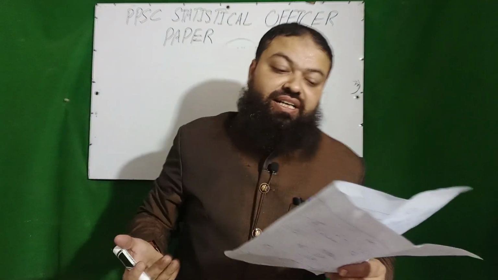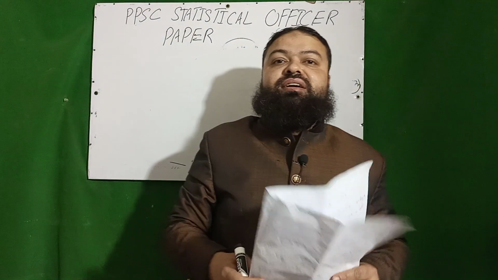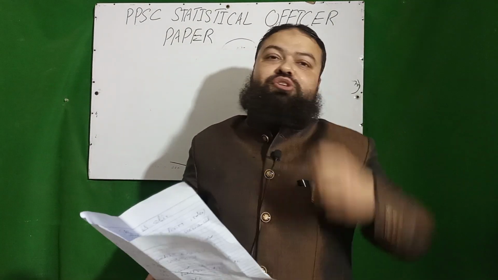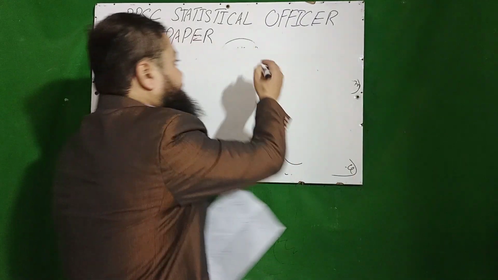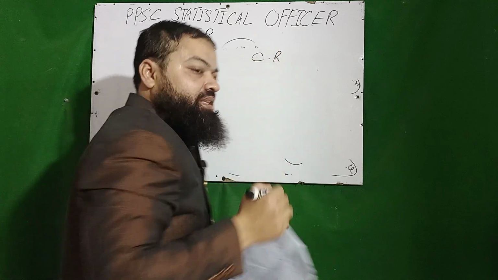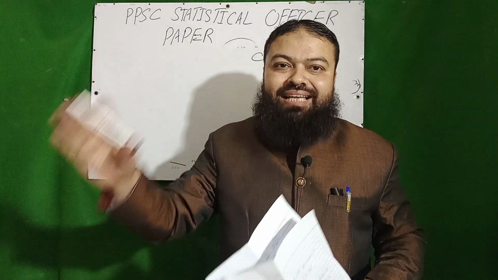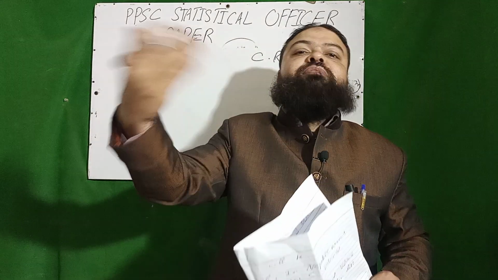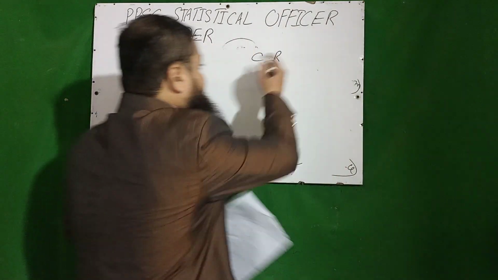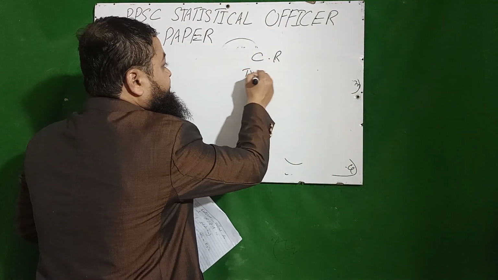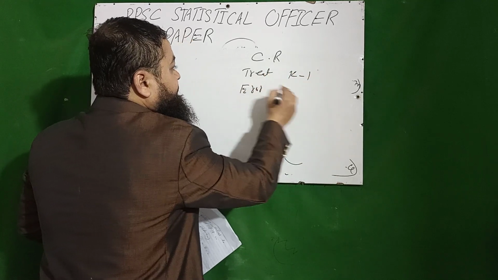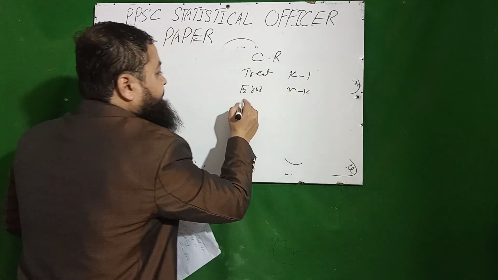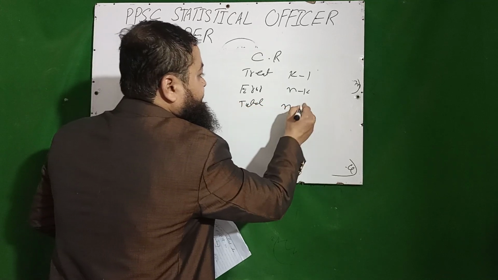In Latin square design, what is the degree of freedom of error? In my lectures, you can see on YouTube, I have discussed in detail about experimental design. I will discuss one by one. In CRD, we have no restriction on applying the treatments randomly on the experimental units. Here the degree of freedom for treatment will be k minus 1. For error, it is n minus k. And for total, it is n minus 1.